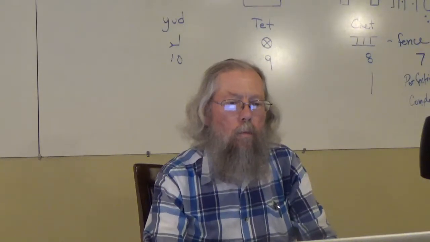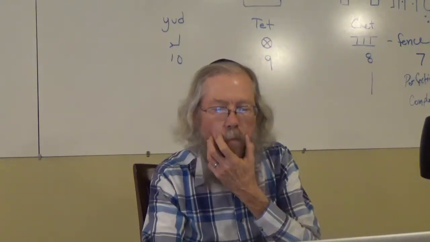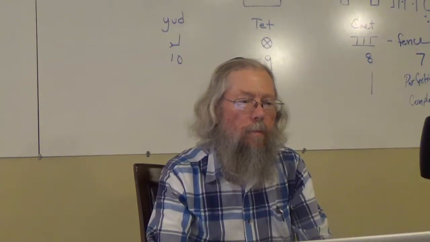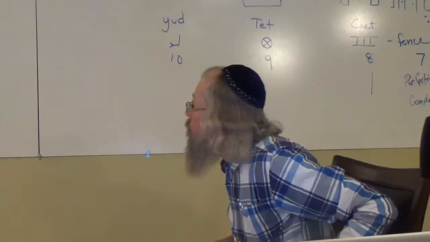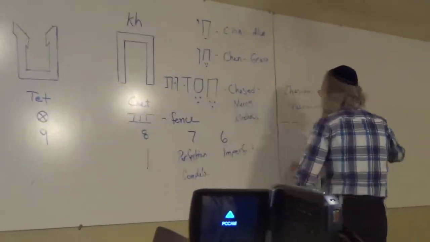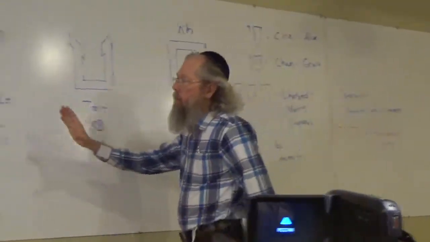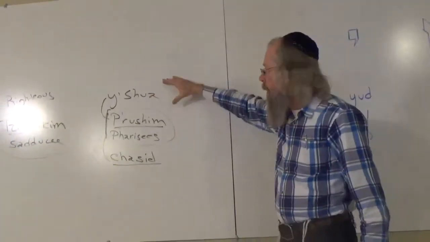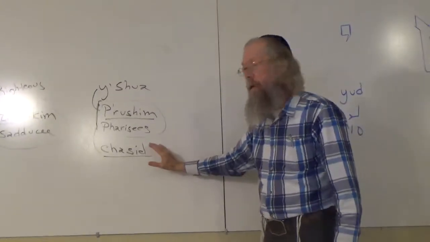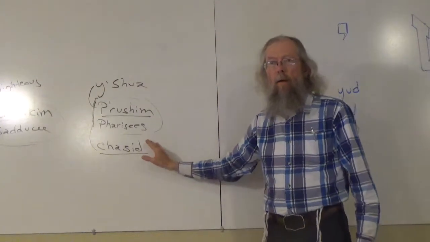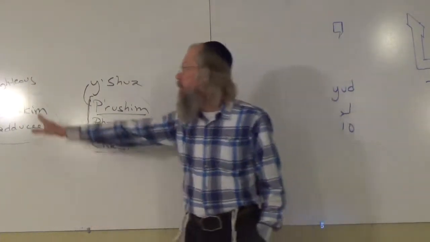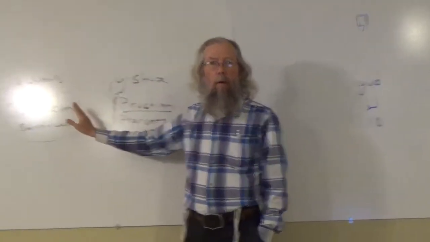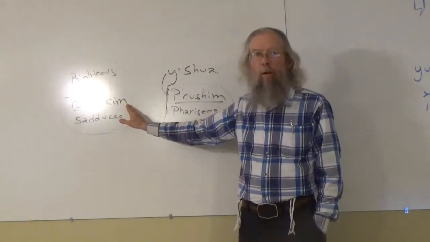In saying that, the idea is always explaining why you will hear people saying that Yeshua was a Pharisee, that he was a Hasid. This is why. Because the truth is he actually agreed with them more than he disagreed with them. The ones he really disagreed with were these. He disagreed with the Sadducees in everything.